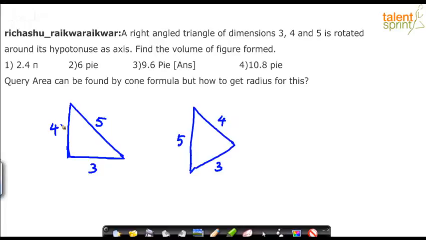Okay, let me see what are the queries that you have, I mean, comments for this question, if that helps us. Okay, Walia says, explain why cone.